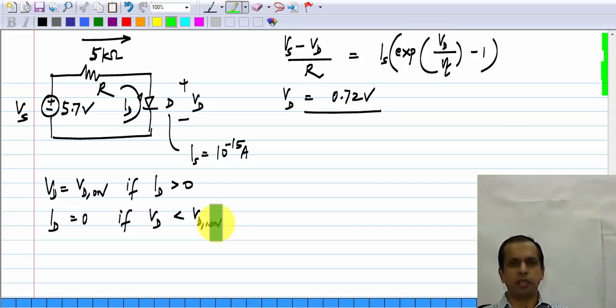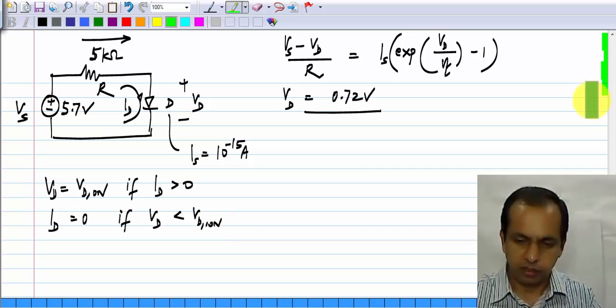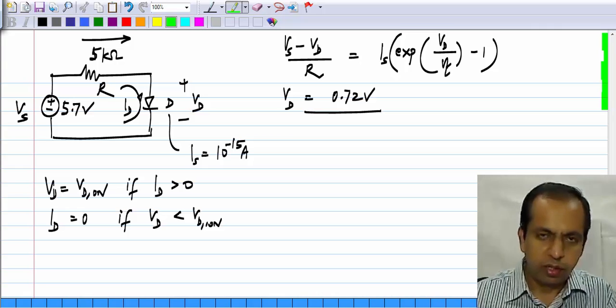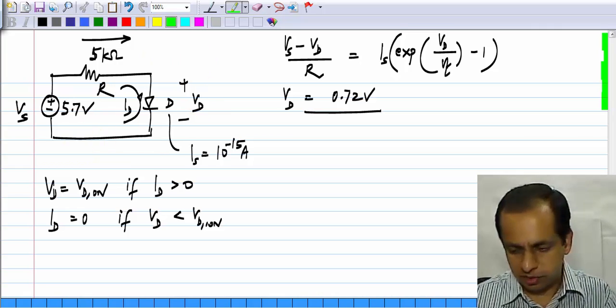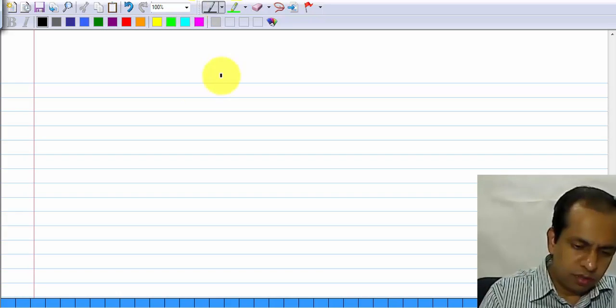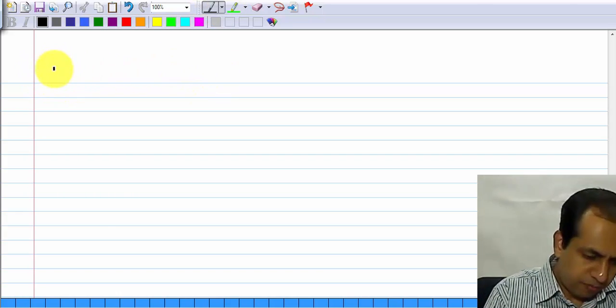So, any diode in the circuit can be in the on state or the off state. You have to assume the two cases, check the two cases and see which one leads to a contradiction. Obviously, that is the wrong one. The other one is the correct one. And for this circuit, it is very easy, but I will still show you to illustrate the principle.